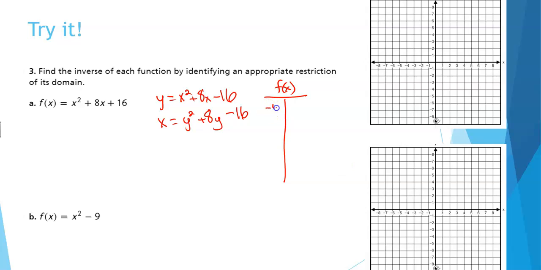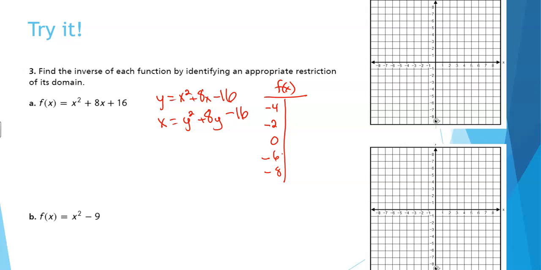Let's do -4, 2, 0, -6, and -8. Try those and see what you come up with.